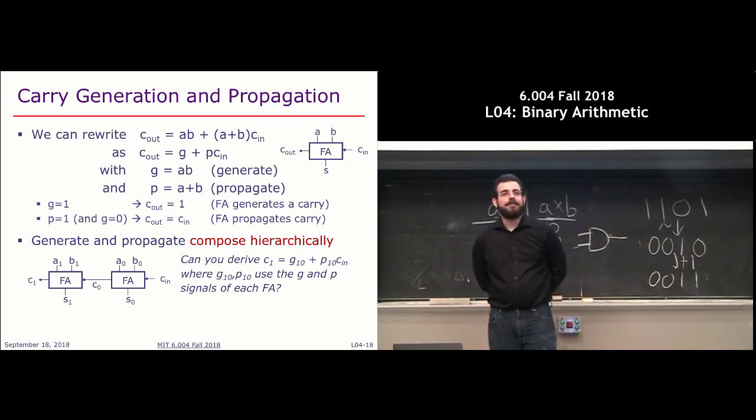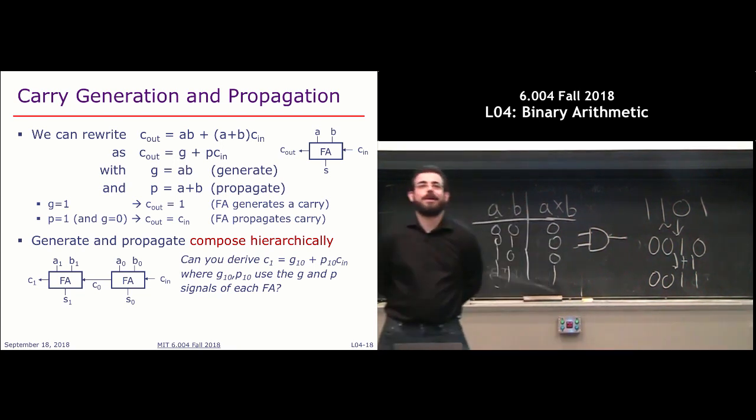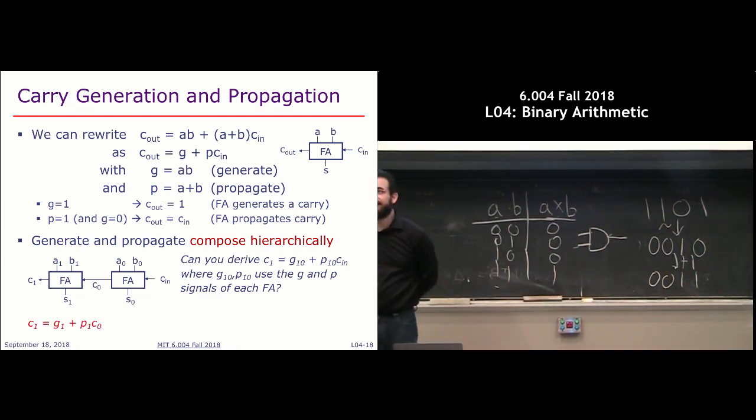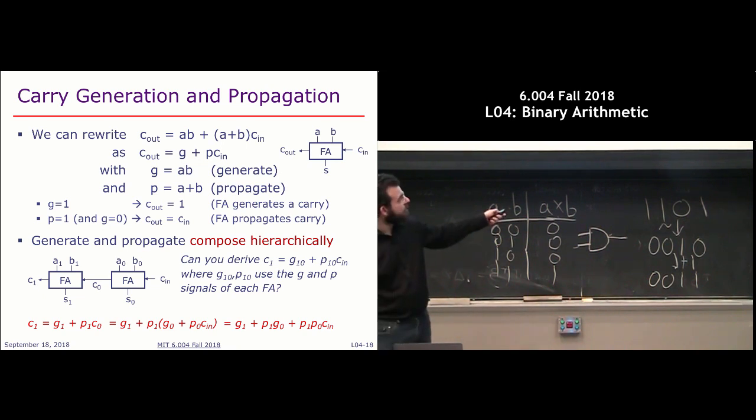Can you write an expression that does this? Yes, we can. It's actually very straightforward. We can start by just writing C1 as a function of C0, right? So C1 is G1 or P1 and C0, and then we expand C0. So G1 or P1 and, open parentheses, G0 or P0 and C in. And if you just distribute this P1 over the whole thing, you end up with G1 or P1 and G0 or P1 and P0 and C in.